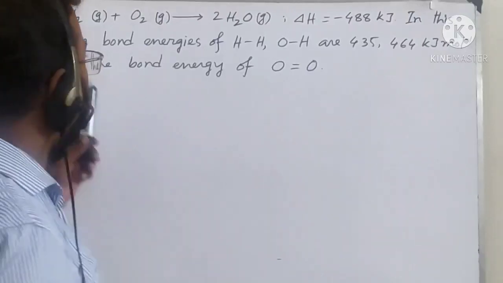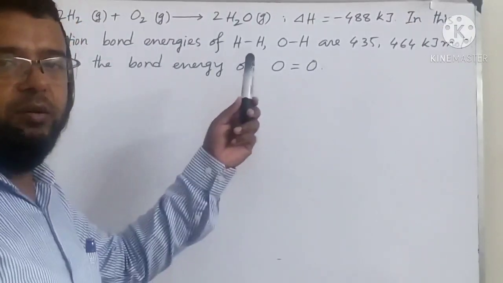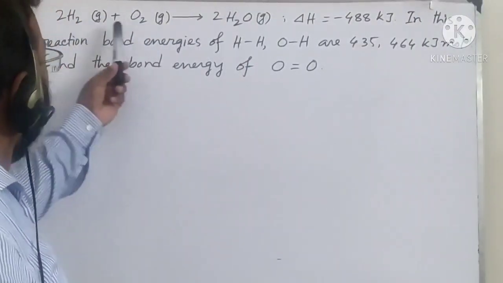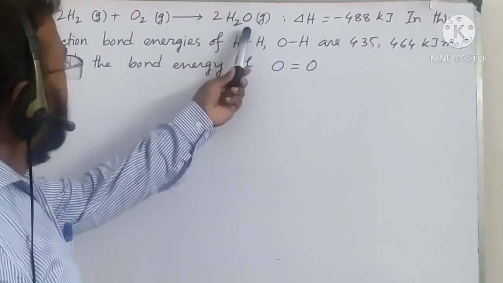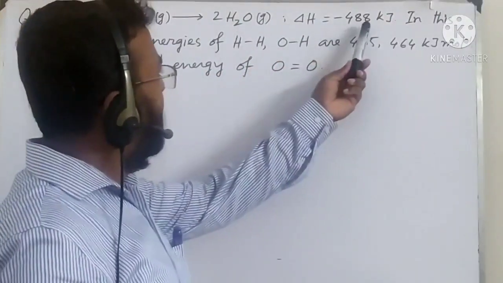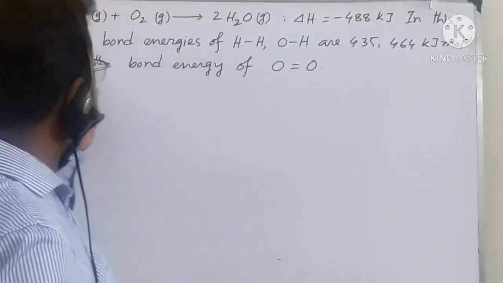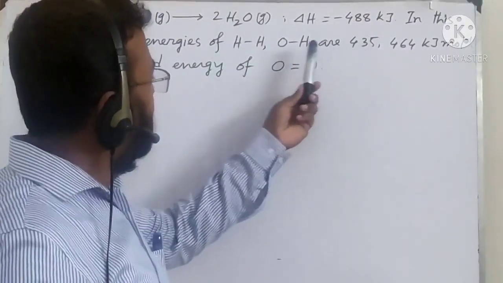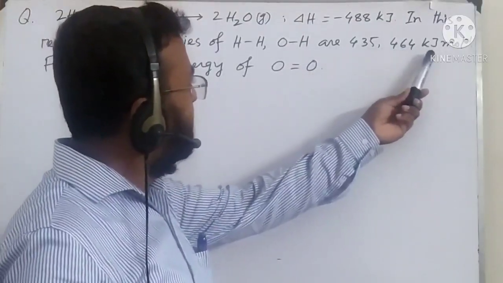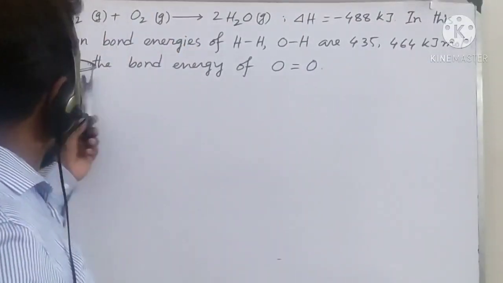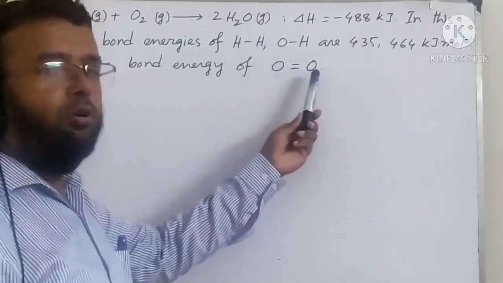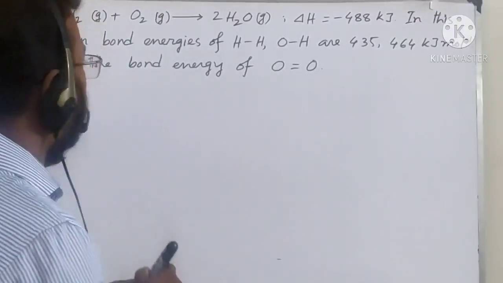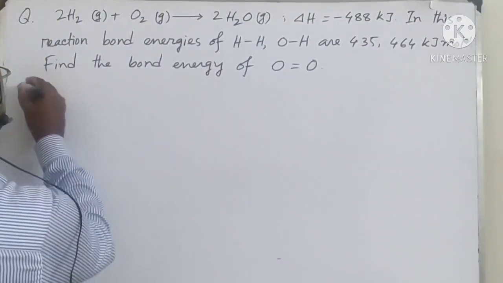Okay, now next question. All of you see that I have written another reaction. It is hydrogen plus oxygen producing water, and del S is given as minus 488 kilojoule. In this reaction, the bond energies are hydrogen 435, oxygen-hydrogen 464 kilojoule per mole. We have to find out the bond energy of oxygen double bond oxygen. Okay, let's start. First of all, we have to write the reaction.